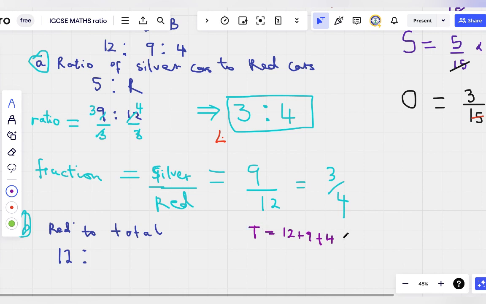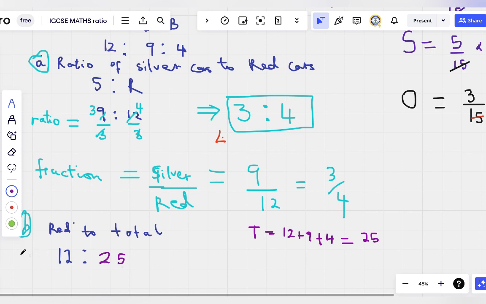Equal to 25. So when they ask you what's the ratio of the red cars to the total number of cars he has, you write the number of red cars to the total, which is 25. Now here, you see 12 and 25, 2 cannot divide both, 3 cannot, 5 cannot. So you cannot simplify this to a simpler form. This will be the simplest form. Is that okay?